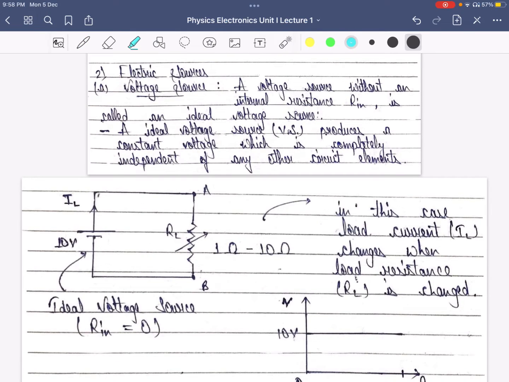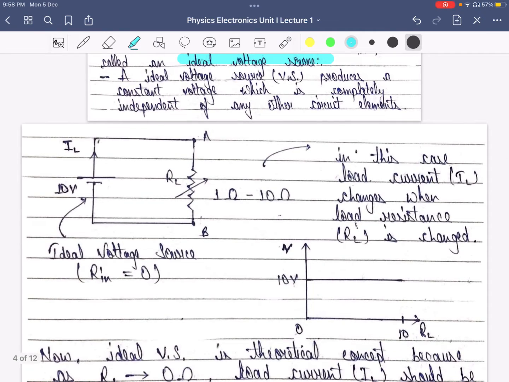Now let's take a look at the electric sources. Now electric sources are of two types. The first one is a voltage source, the second one is a current source. First we will be taking a look at the ideal voltage source, then we will study real voltage source. So a voltage source without an internal resistance is an ideal voltage source.